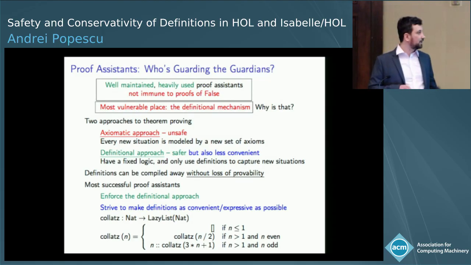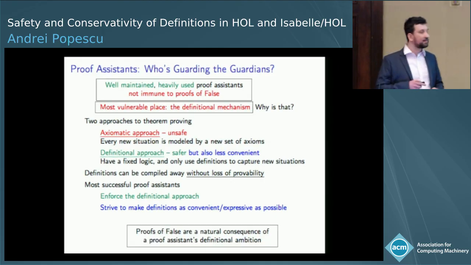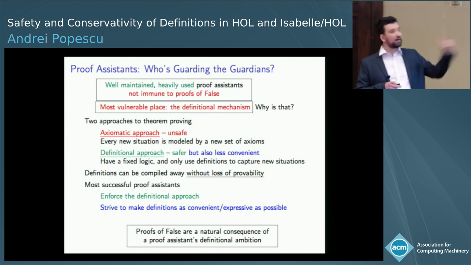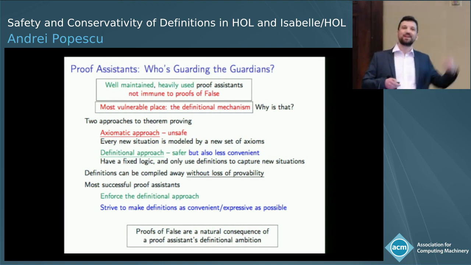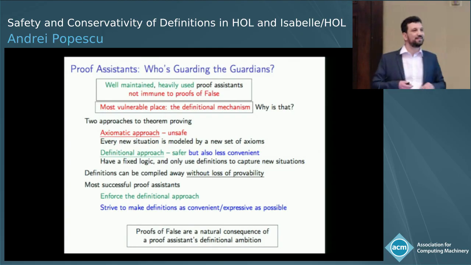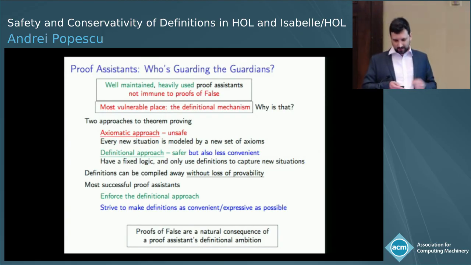But of course, getting such checks wrong can be devastating and can lead to inconsistencies. So different proof assistants have different strategies for addressing this. But the idea remains the same. There is this quest for expressiveness, and therefore, I would say that proofs of false or inconsistencies are a natural consequence of the definitional ambition of a proof assistant.